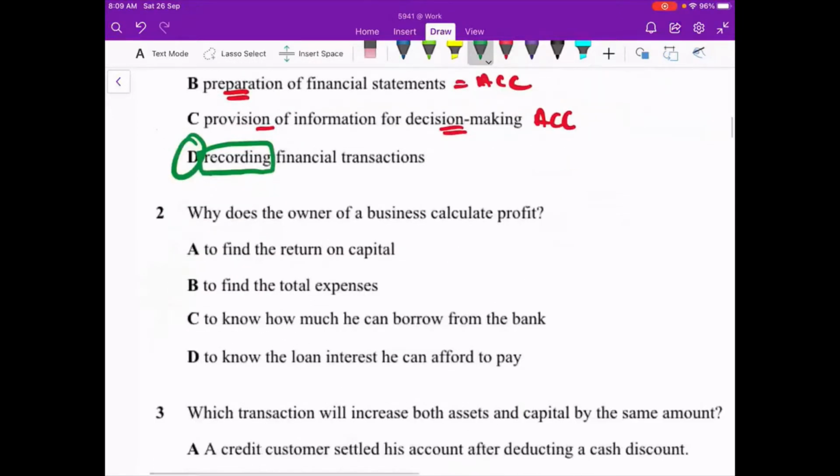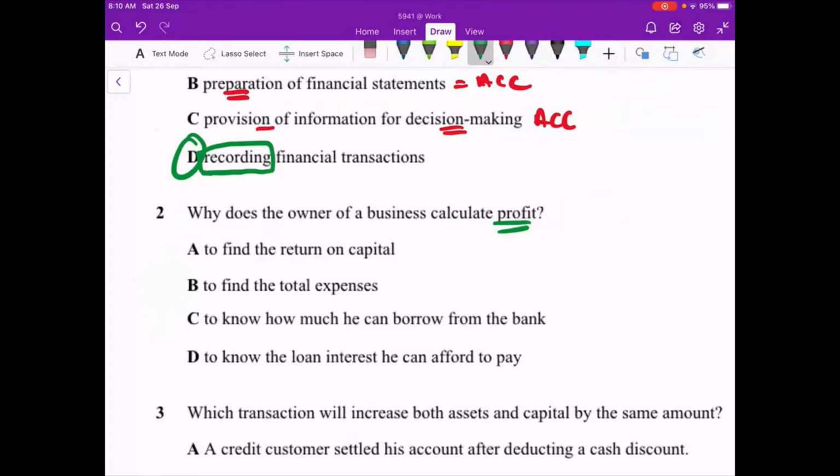Question number 2, why does the owner of the business calculate the profit? Normally, I invest my money in this business as an owner. So I want to know how much profit I will get. That's the main purpose of the owner calculating the profit.